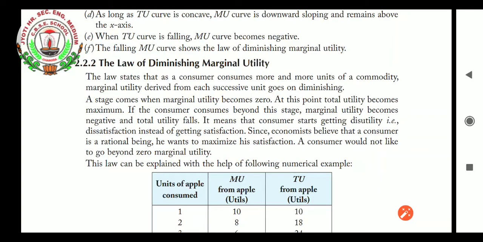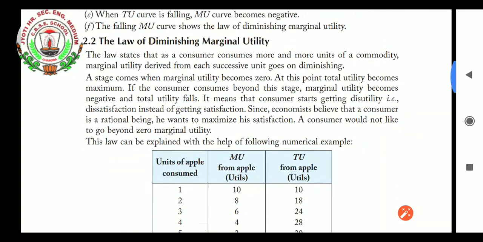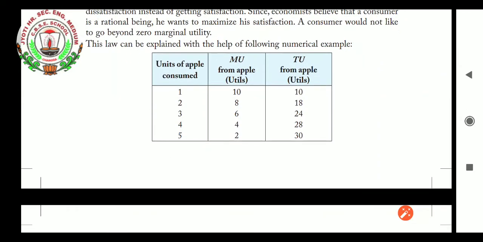One more example we can take here: apples consumed by a consumer. Units of apple consumed, TU and MU. For the first unit, the marginal utility is 10, and the total utility derived by the consumer is 10. With units of apple consumed increasing from 1 to 2 kg, the MU declines from 10 to 8, and the total utility will be 10 plus 8 equals 18.